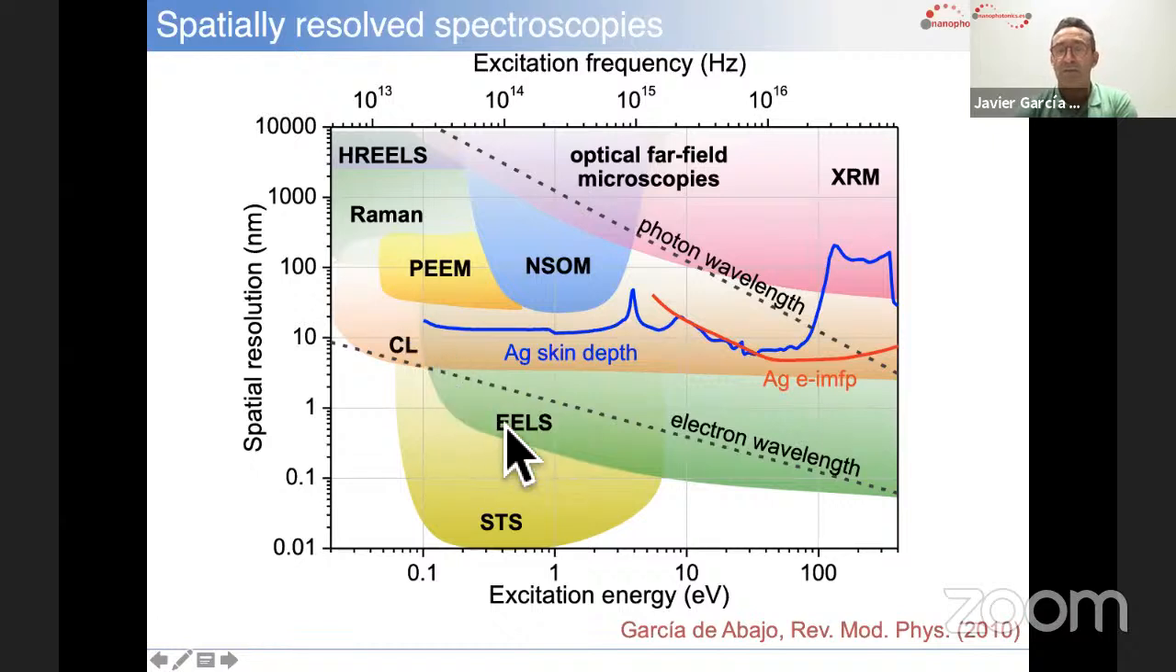So electron energy loss spectroscopy, cathodoluminescence, beam, etc. Those are among the best techniques to resolve optical excitations in nanomaterials, compared to other optical techniques, including near-field scanning optical microscopy.